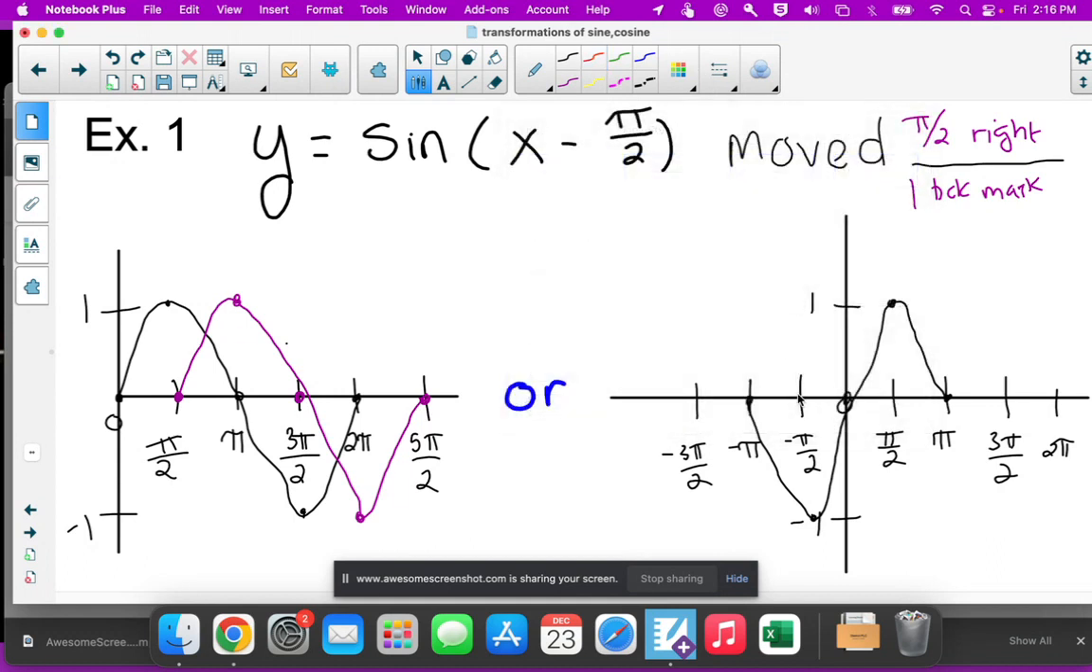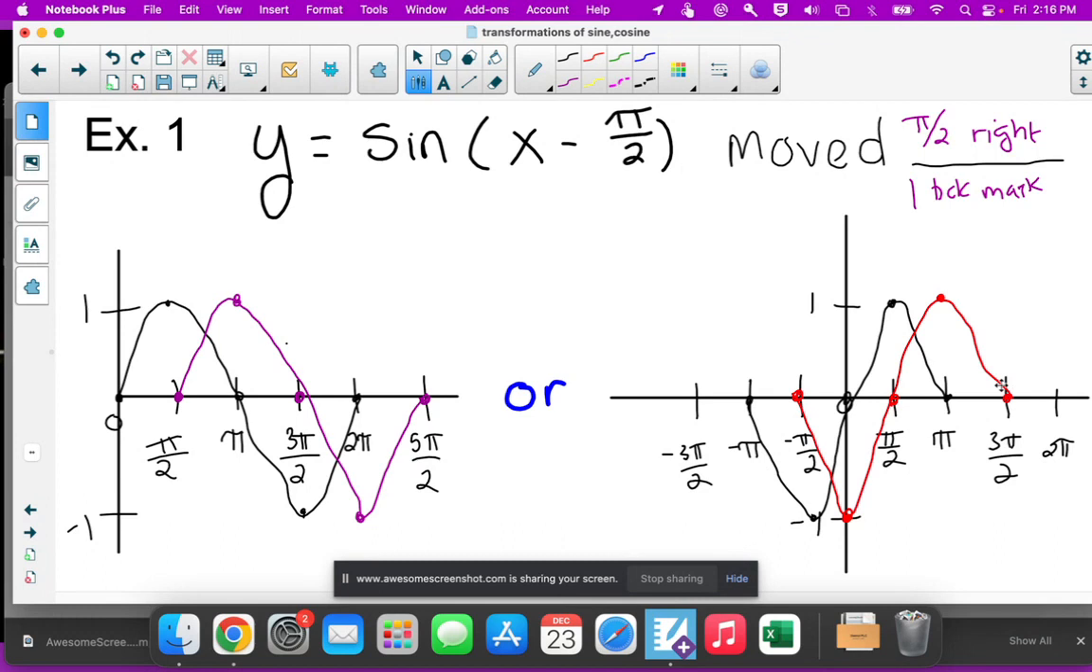Okay, so from negative pi goes to negative pi over 2. From negative pi over 2 now goes to 0. From 0, it now goes to pi over 2. Pi over 2 goes to pi, and then pi goes to 3 pi over 2. So again, there is our new function. It has just been slid pi over 2 to the right.